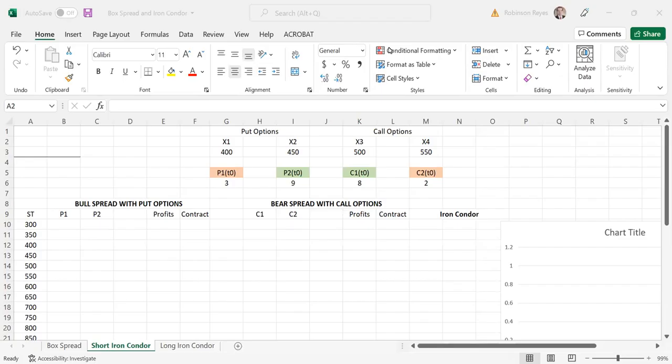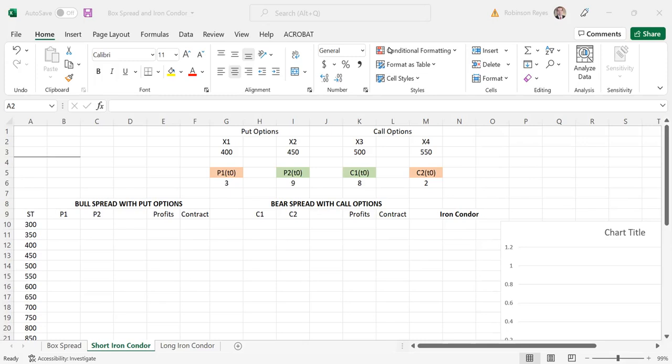Hi to all. In this video, we will cover the iron condor, which is quite an interesting strategy in which we have limited upside and we also have limited downside. And an interesting feature we will see in this case is that we will form this strategy both as a net short position as well as a long position.